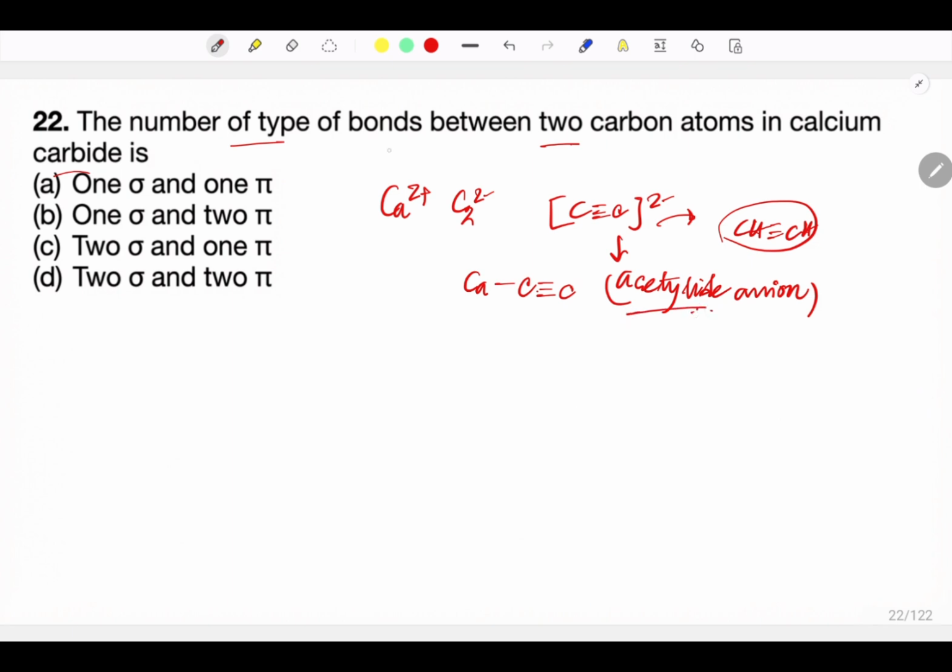According to the question, they are asking about the types of bond between the two carbon atoms, so in this bond, the sigma bond is 1 and the pi bonds are 2. So this is the answer, B.